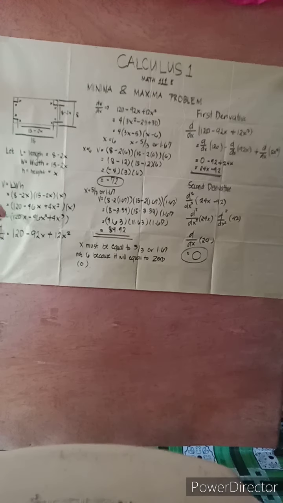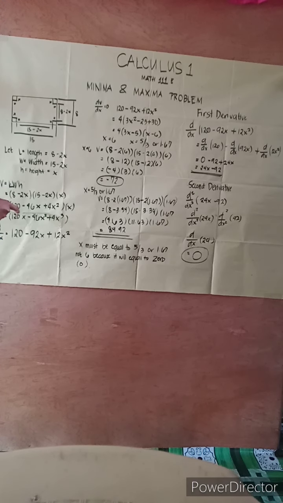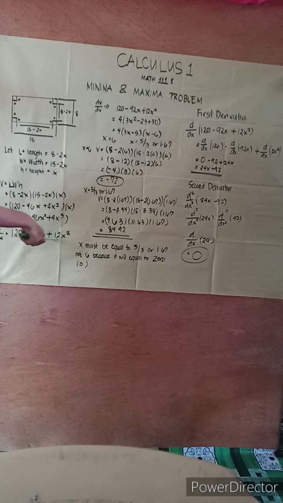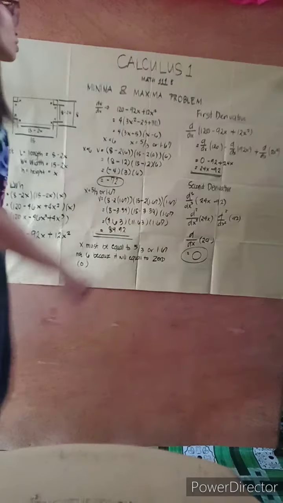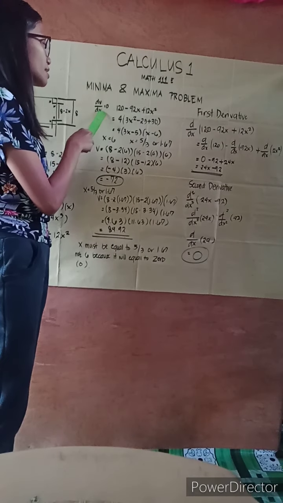So we have here (120 minus 46x plus 4x squared) times x. So the value of V is equal to 120x minus 46x squared plus 4x cubed. The derivative of that equation is 120, because 120 times 1 is equal to 120, minus 92x plus 12x squared. So dV over dx is equal to 0.